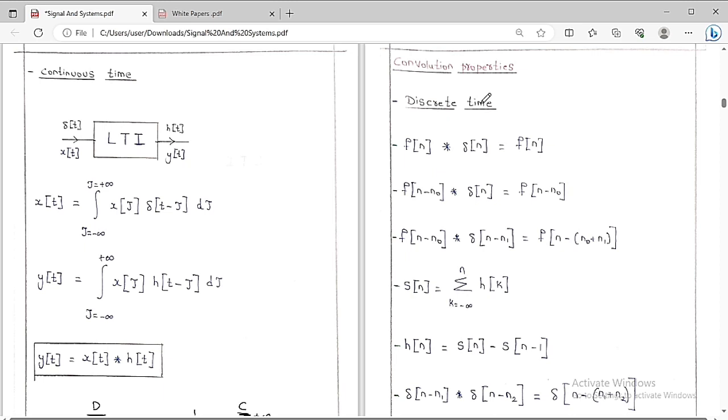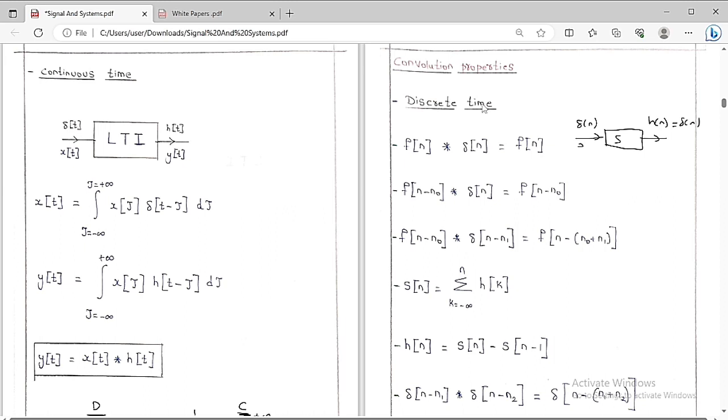Listen carefully. So here for a system, suppose if the input is delta of n, the output is nothing but h of n. Then h of n is nothing but delta of n. So output is equal to input.